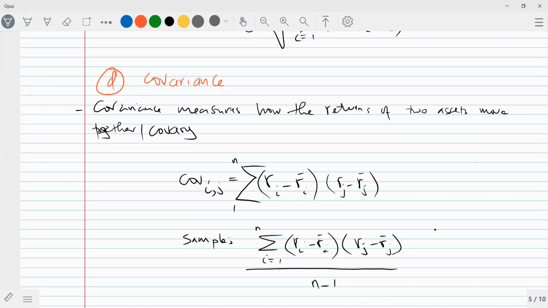If the covariance of the two assets, A and B, is negative, then what does it mean? It simply means that if the return of A is increasing, the return of B is decreasing. They move in opposite directions. That's why we have a negative covariance.